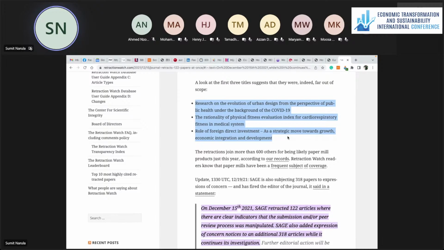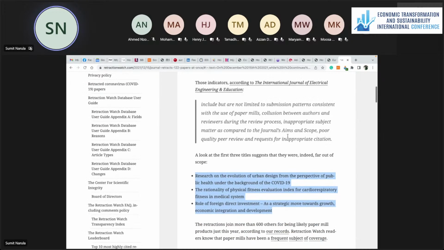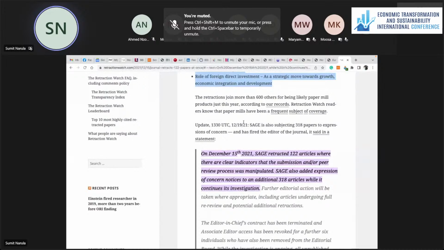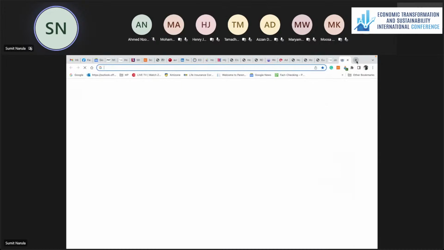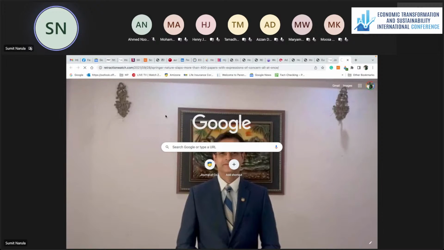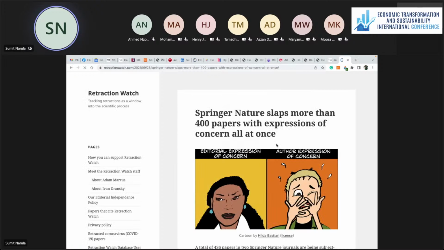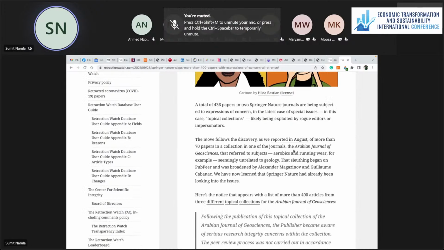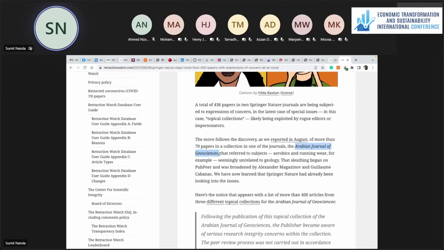And there were 122 such papers, and they had to fire the editor-in-chief because the editor-in-chief was not doing the right job. The same happened with Springer Nature, the Arabian Journal of Geosciences. It had to be thrown out because of expressions of concern on 400 papers. Here it is, you can see Arabian Journal of Geosciences.